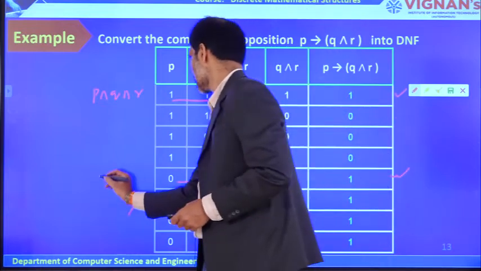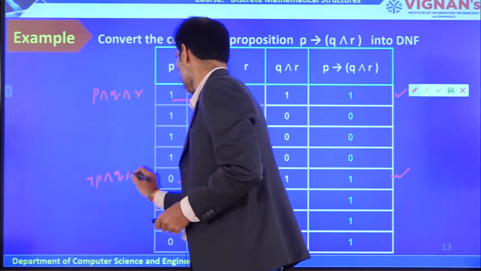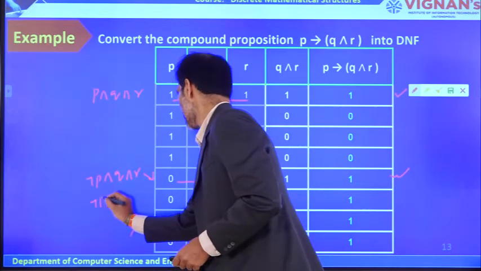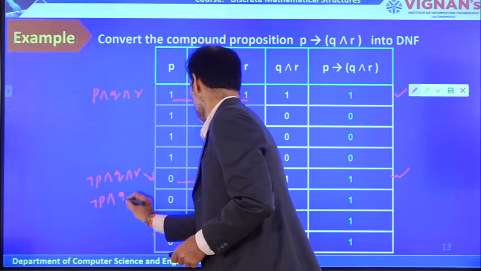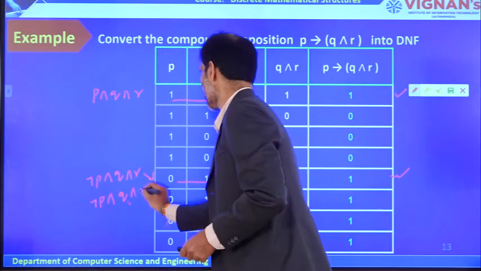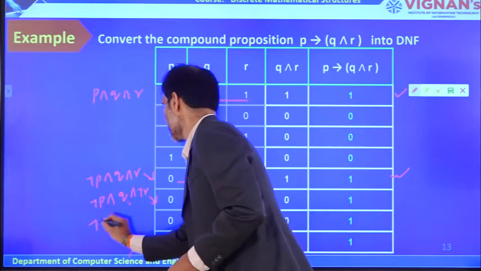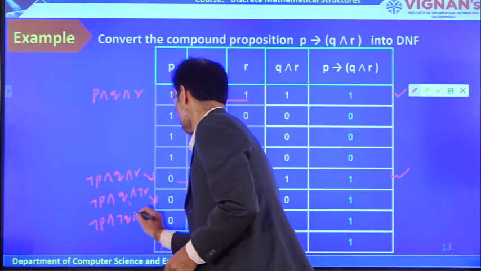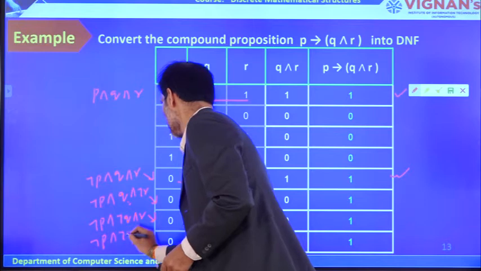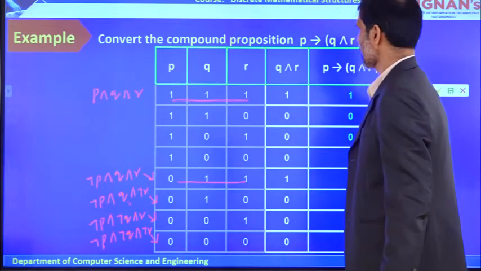So how do we write this? Negation P and Q and R corresponding to this. Similarly for this assignment, negation P and Q and negation R. And for 0 0 1, negation P and negation Q and R. And finally negation P and negation Q and negation R for this. Like this you will get the 5 assignments.